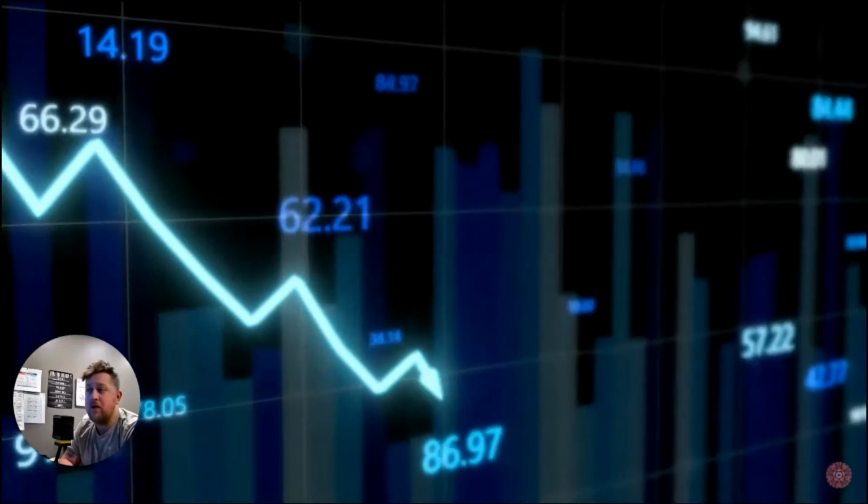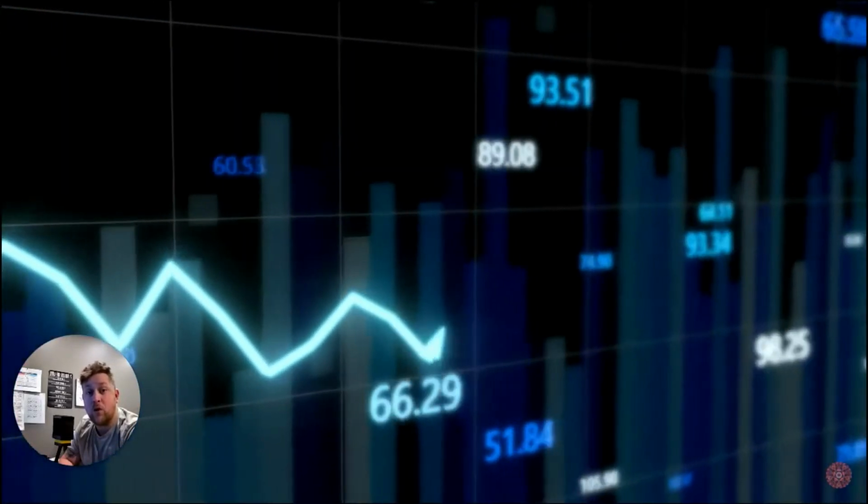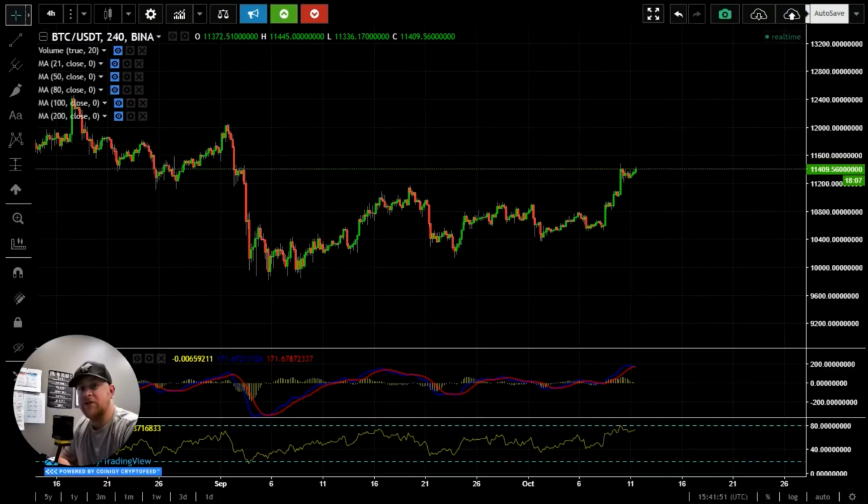Without going any further, we're going to jump right into COINIGY, and we're going to take a look at the Bitcoin 4-hour. Boom, guys, and just like that, we've hopped right into the BTC USDT 4-hour chart.